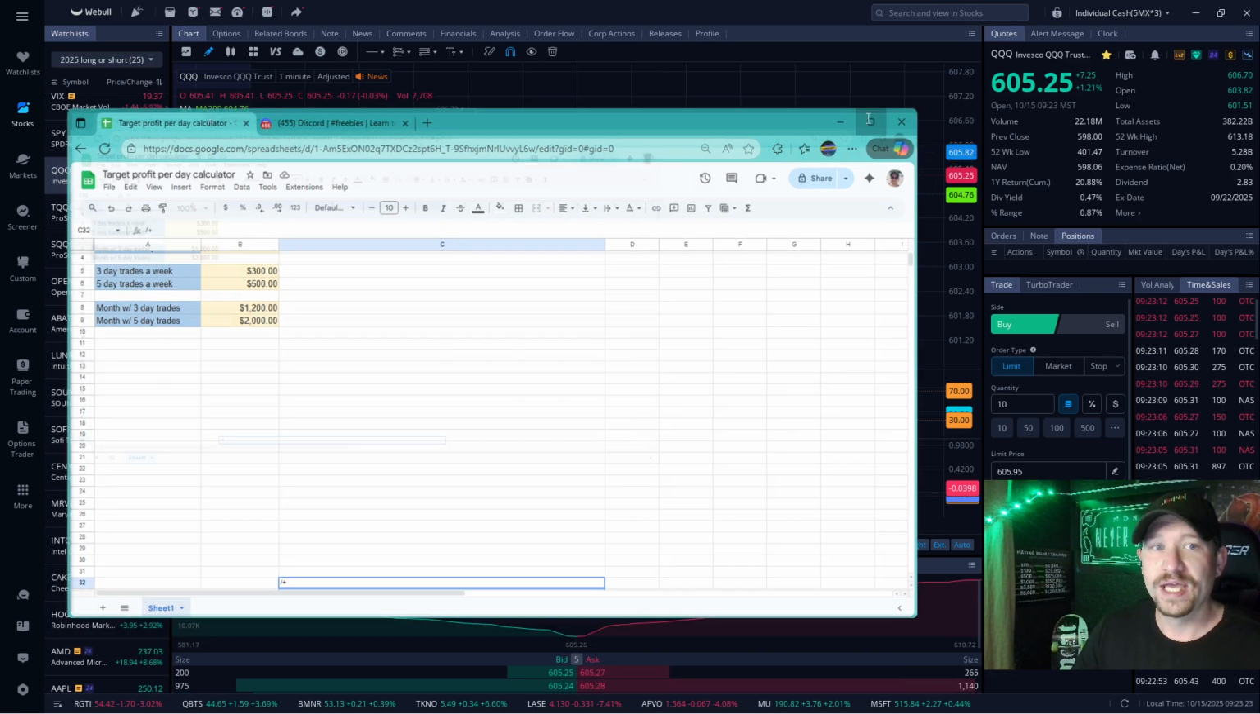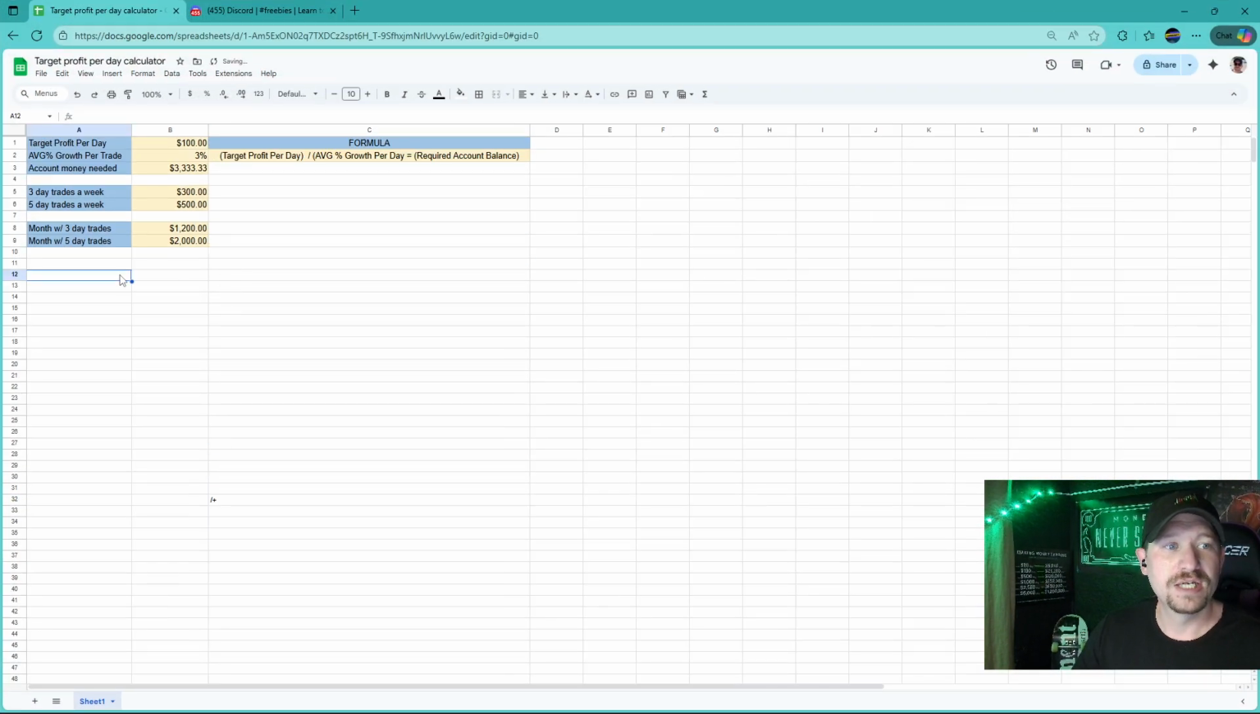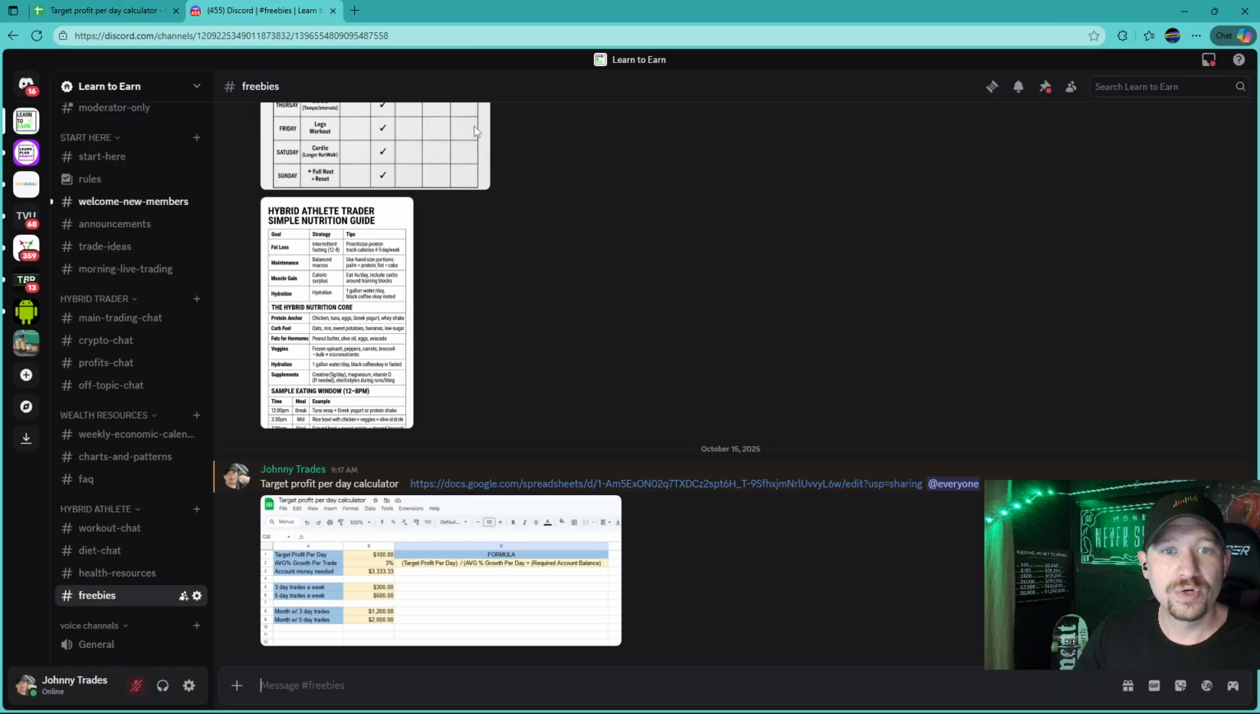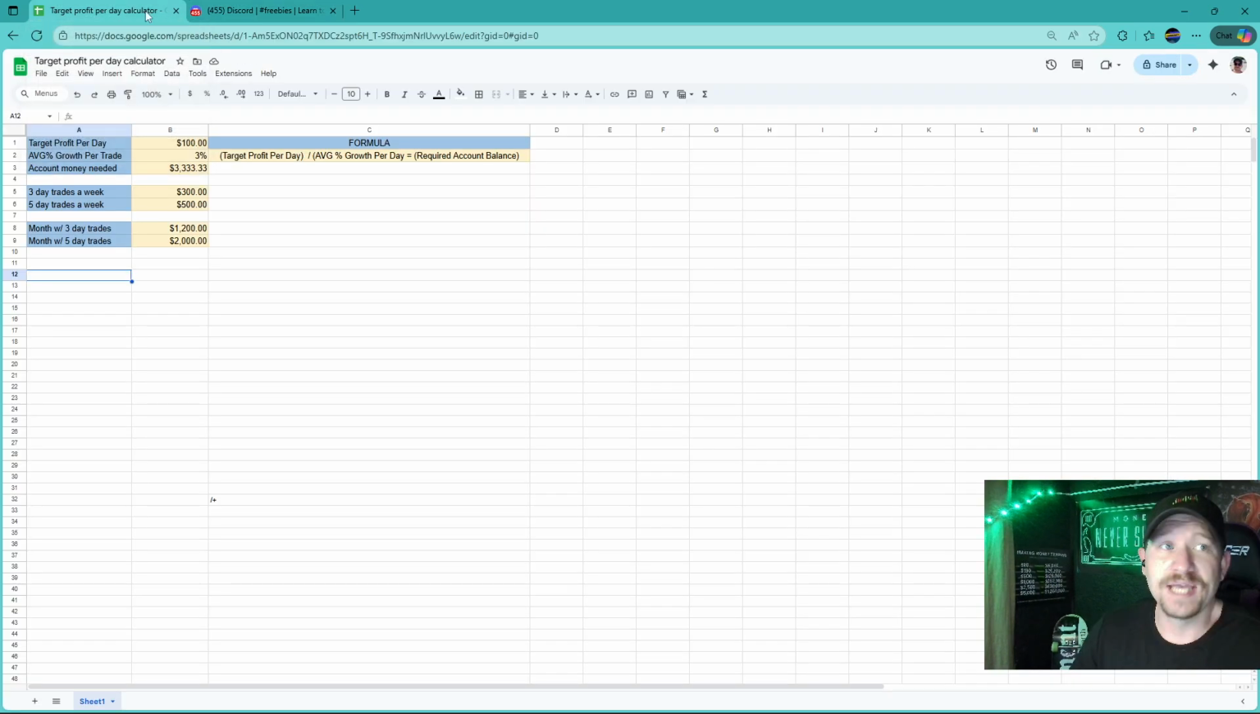So a really easy and simple tool that I created is an Excel file, and this is all available to you in our Discord. All you have to do is go to our Discord, go down to freebies, and it'll be right here, and you can get the link. It's 100% free to join, lifetime access, and you can get this free tool today. So this is going to showcase to you the amount that you want to make, the percentage of growth, and how much money you need to have in your account.